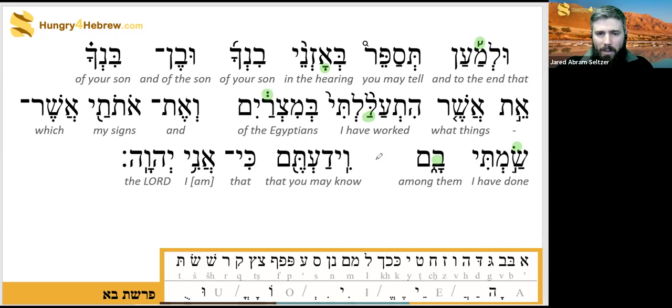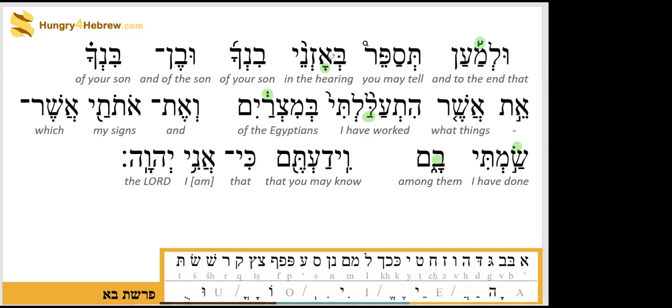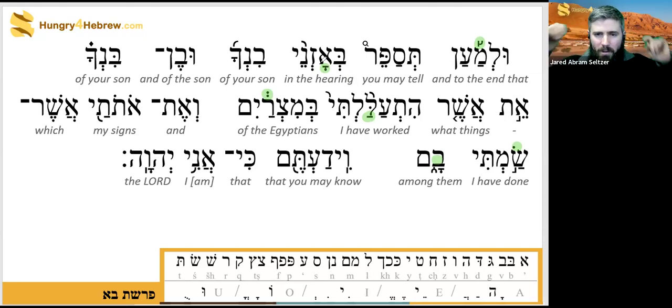Now I did make a mark here where you got something off just a little bit. Here's your stress, ulema'an. Here you get a kamatz katan from the word ozen, your ears. So be'ozne would be in plural, the ears of, well, in the ears of, yeah, they put in the hearing of. I get it. Bincha, your ben, son. Uven bincha, and the son of your son. It's your grandson.